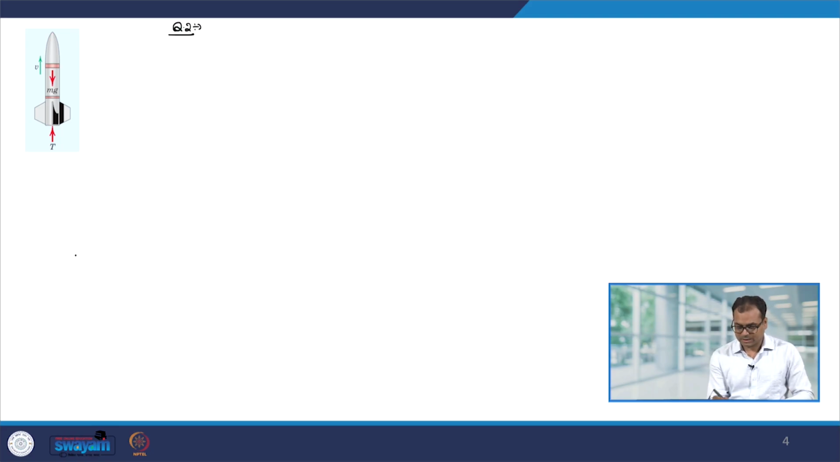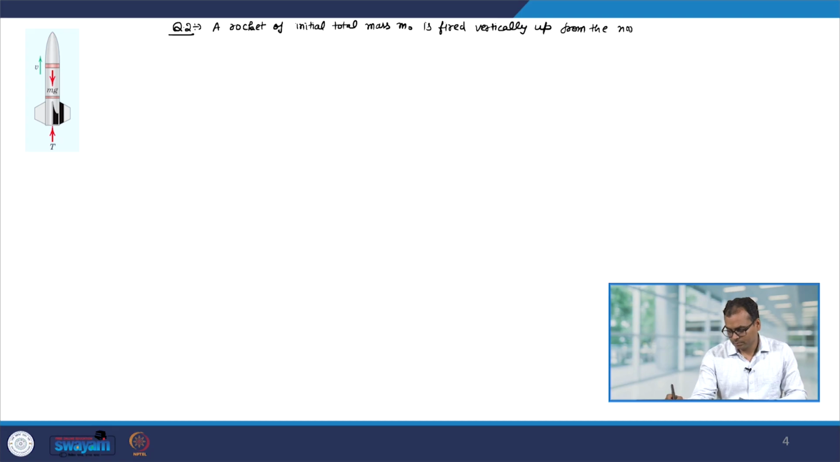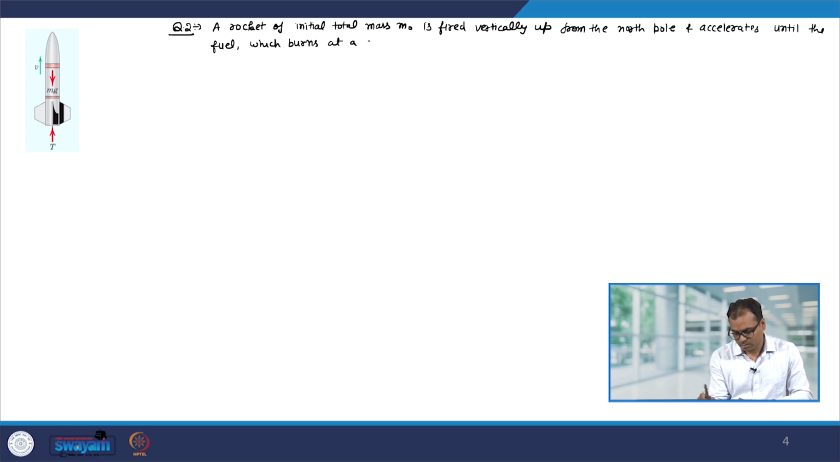Now, let us look at another problem statement. A rocket of initial total mass m naught is fired vertically up from the north pole and accelerates until the fuel, which burns at a constant rate, is exhausted.